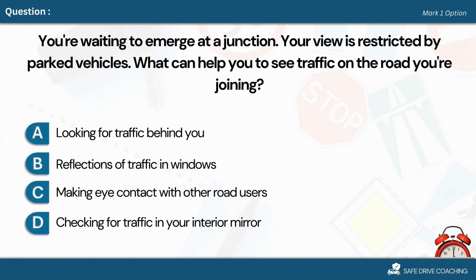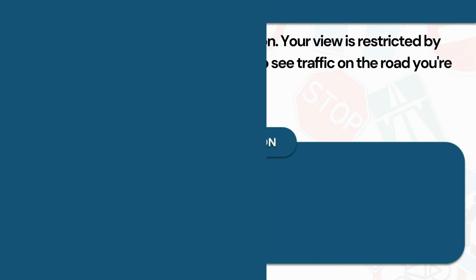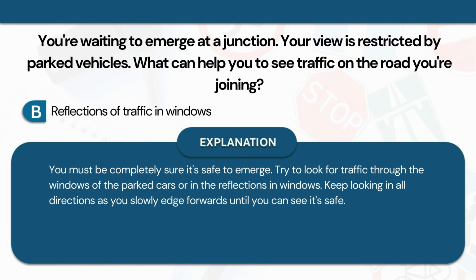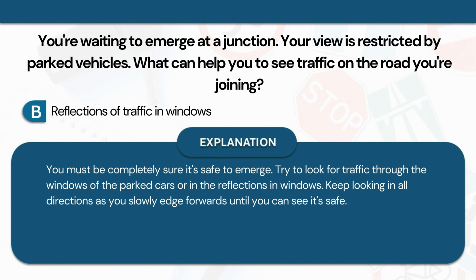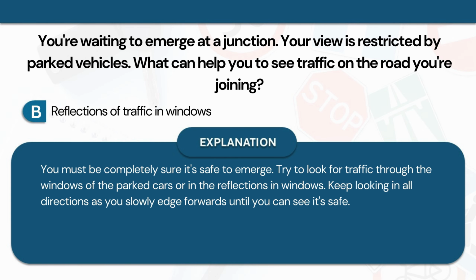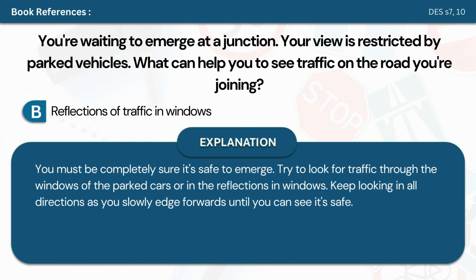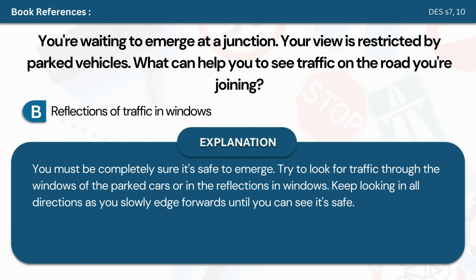The correct answer is B. Reflections of traffic in windows. You must be completely sure it's safe to emerge. Try to look for traffic through the windows of the parked cars or in the reflections in windows. Keep looking in all directions as you slowly edge forwards until you can see it's safe.